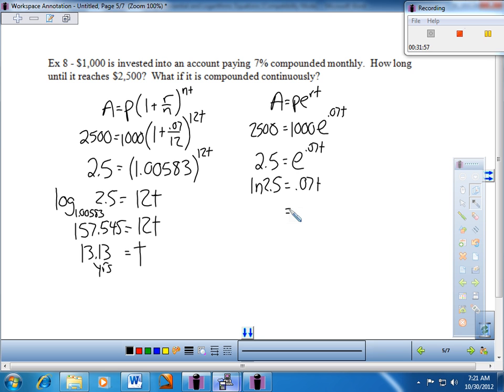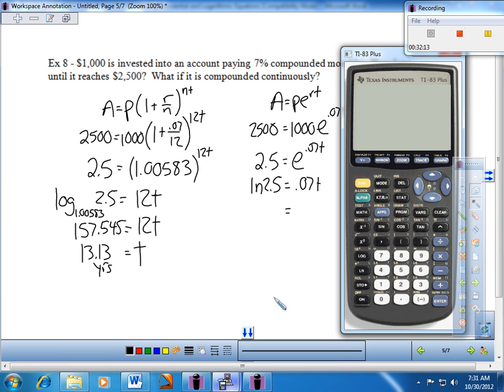Actually, I do not. So I'm going to ask you to take these steps right here. Let's do ln of 2.5. And then I hope everybody would be in agreement that we would divide by 0.07. If you want, actually, I'll do this as well. So we would do natural log 2.5, and you get this right here, about 0.916.